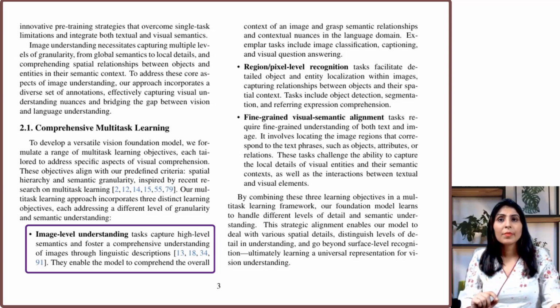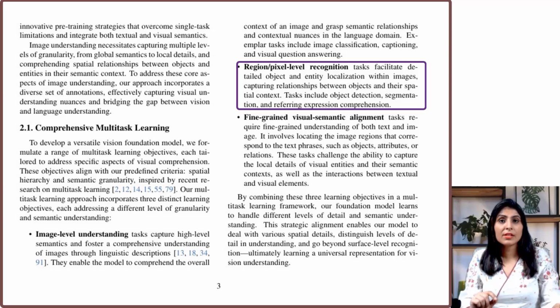Then we have region pixel level recognition. This objective aims to accurately identify and localize objects within the image. It will not only identify objects, but it will also precisely outline where each object is in the image. And tasks in this category include object detection, meaning putting bounding boxes on the objects in the image, and then image segmentation, where we put a mask on the images. Okay, so these kinds of tasks come under this category.